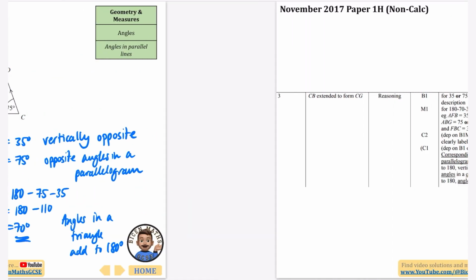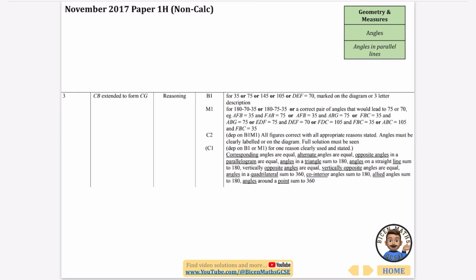So I'm going to just show you the mark scheme because there's some interesting things here. When you write down the reasons, the things that must be there are these bits that are underlined. So for example, when you do the vertically opposite angles are equal, you just need to say vertically opposite, but you could say opposite angles or vertically opposite. So the ones that are underlined are the ones that have to be there.